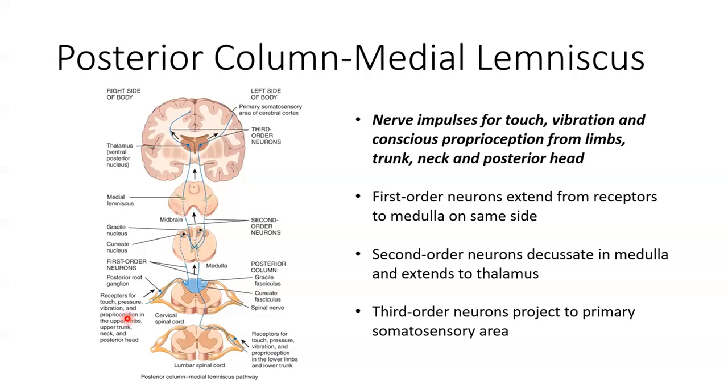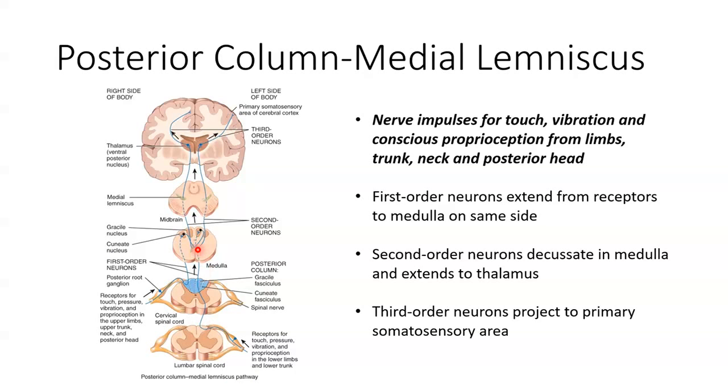So looking at each of those pathways in a little bit more detail, first we have our posterior column medial lemniscus tract. The name of the pathway comes from the 2 white matter tracts that transmit those sensory impulses. So they run through the posterior column of the spinal cord, the posterior column here, and then the medial lemniscus of the brainstem. So the medial lemniscus is this green spot here. First order neurons in the pathway extend from the receptors out in the peripheral nervous system into the spinal cord, and then up to the medulla oblongata on the same side of the body.